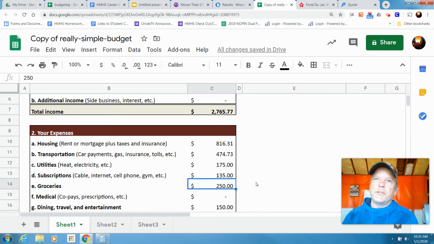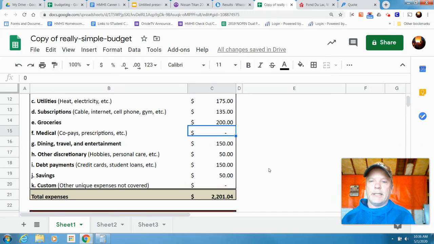Groceries, single person, you can probably get away on about $50 a week. So we're looking at $200 a month. So I'm going to say $200 a month. Medical, co-pays, things like that. If I were you, I would plan on at least $100, $150 a month for medical stuff. And again, it depends on your health and what you need for prescriptions or how often you need to see the doctor. But even so, you've got some money in there for things like ibuprofen and over-the-counter drugs. So I'm going to put in $150 a month there.